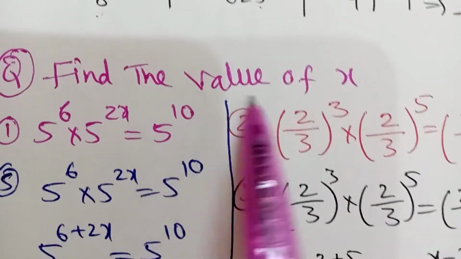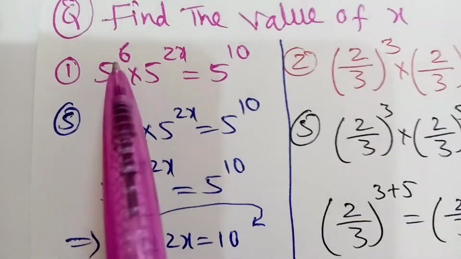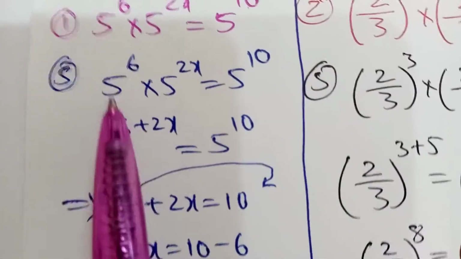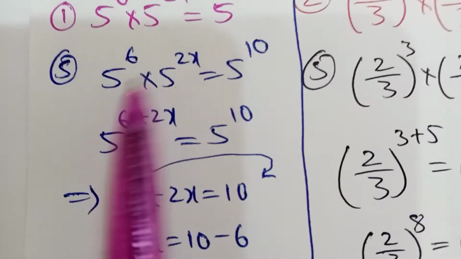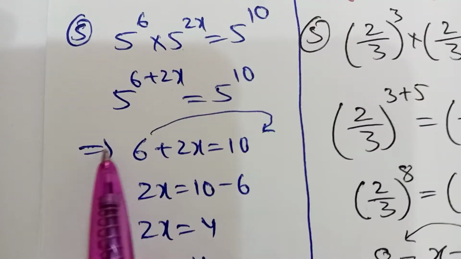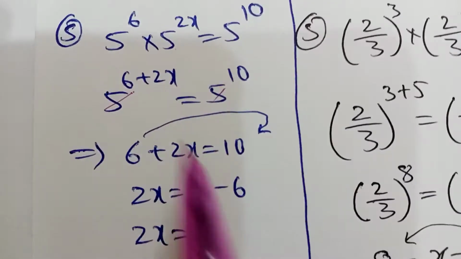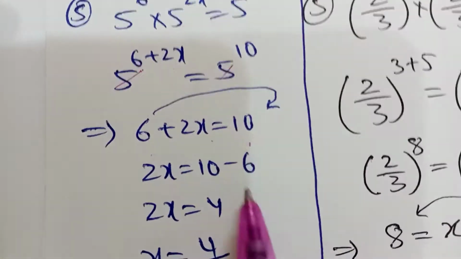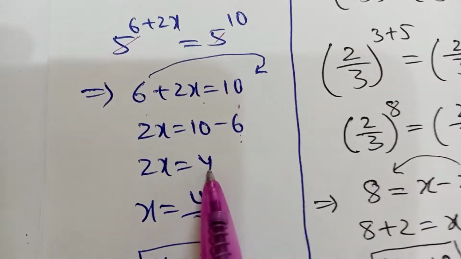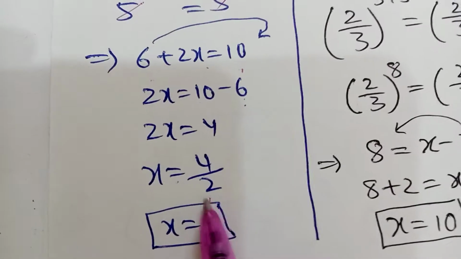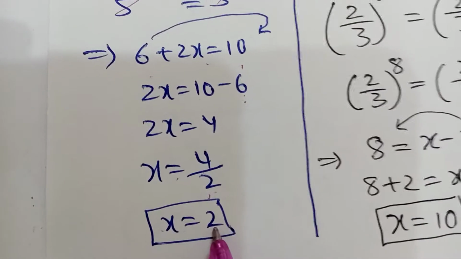Okay. Next question. Find the value of x. 5^6 into 5^(2x) is equal to 5^10. See here, bases are same. Power should be added. So 5^(6+2x) is equal to 5^10. This 5 cancels. 6 plus 2x is equal to 10. Send plus 6 there, minus 6. 10 minus 6, 4. 2x is equal to 4. x is equal to 4 by 2, which is 2. So x is equal to 2.